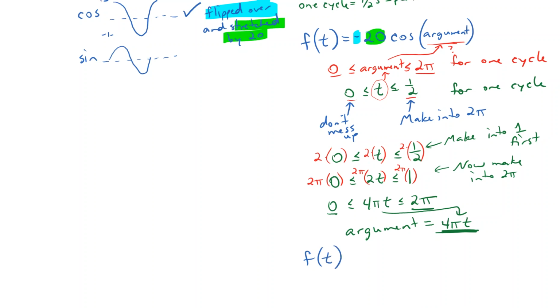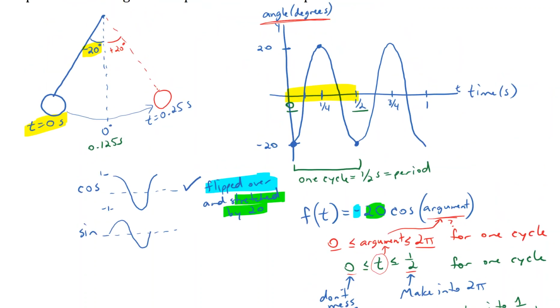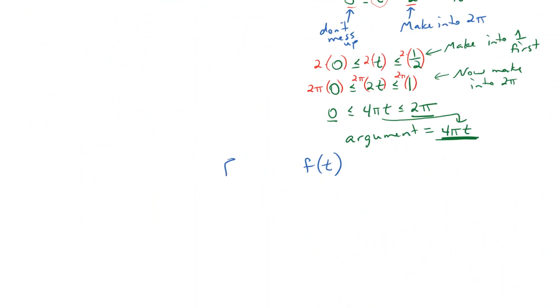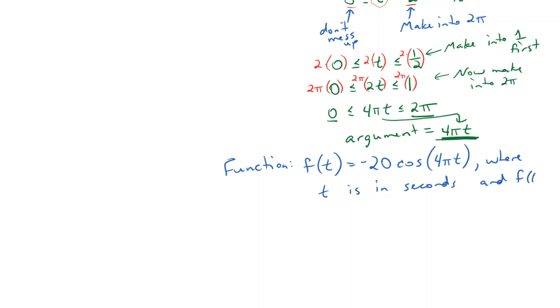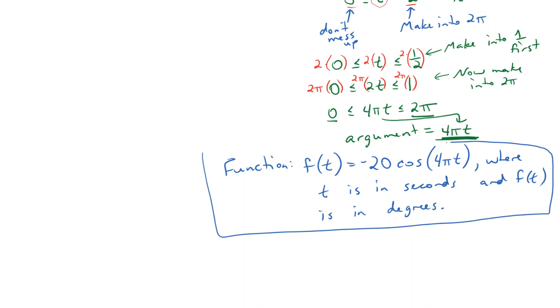So a function that represents this graph, this harmonic motion, is, so this is our function, f of t equals negative 20 times the cosine of 4 pi t, where t is in seconds, and f of t, the y value, is in degrees. Okay? So that's our function that we're looking for in this problem.